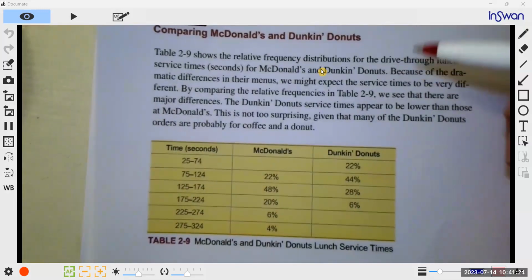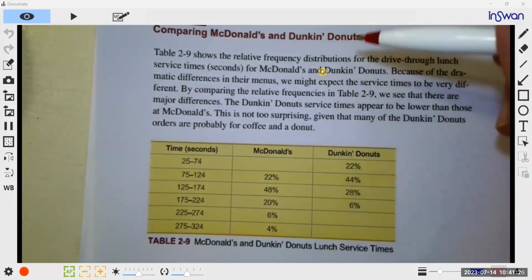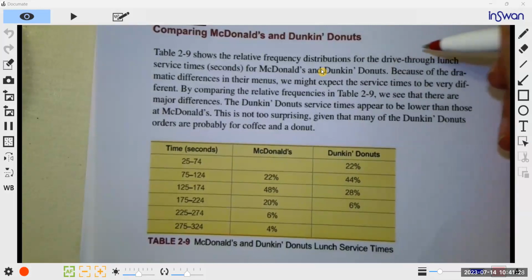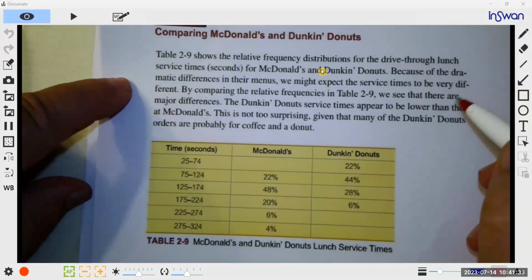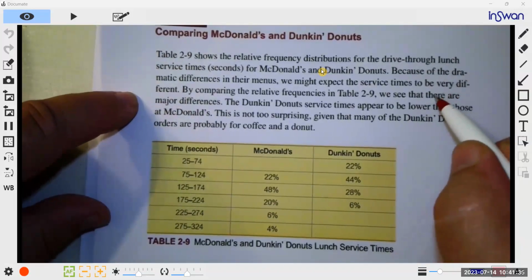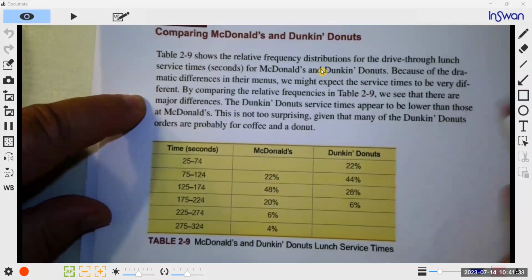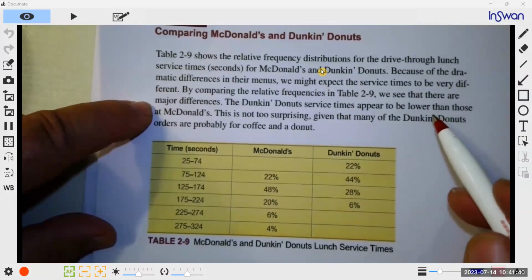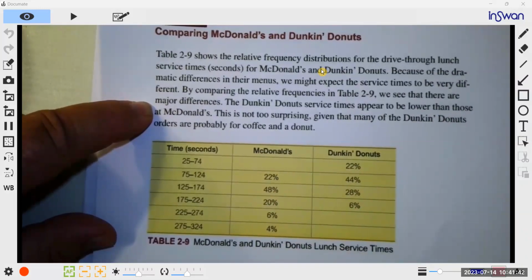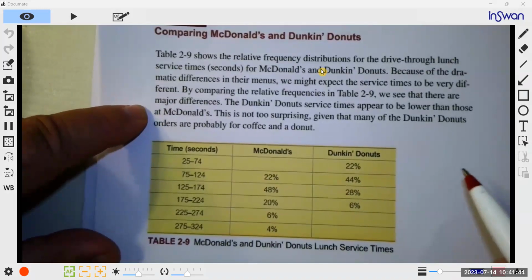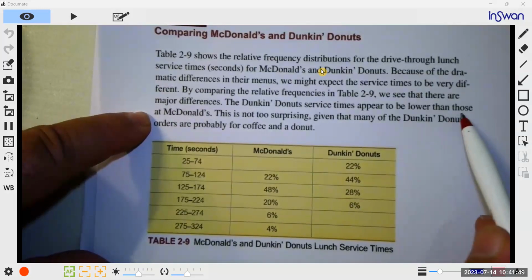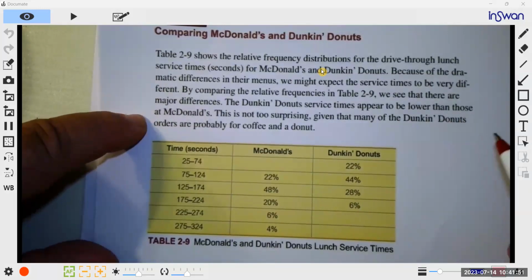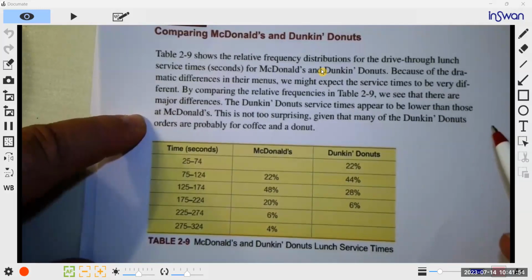And the last one: comparing McDonald's to Dunkin' Donuts. Table 2.9 shows relative frequency distributions for the drive-through lunch services. Because of the dramatic differences in their menus, we might expect service times to be very different. By comparing the relative frequencies, the percentages, we see that there are major differences in that Dunkin' Donuts service times appear to be lower than those of McDonald's. This is not too surprising, given that many of the Dunkin' Donuts orders are probably for coffee and donuts.